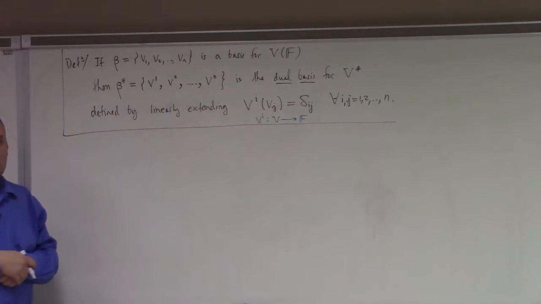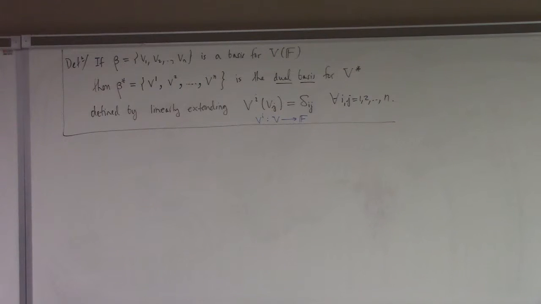Is that enough? Why is that enough? Because beta is a basis, right? And we proved earlier, if you define a function on a basis, then there's a unique linear extension off the basis to the whole vector space. So by construction, my v^i are linear. That's done. It remains to show that you can write any dual vector in terms of a sum of these things, and also that they're linearly independent. So let's try to understand that. How can you write any dual vector in terms of the dual basis?